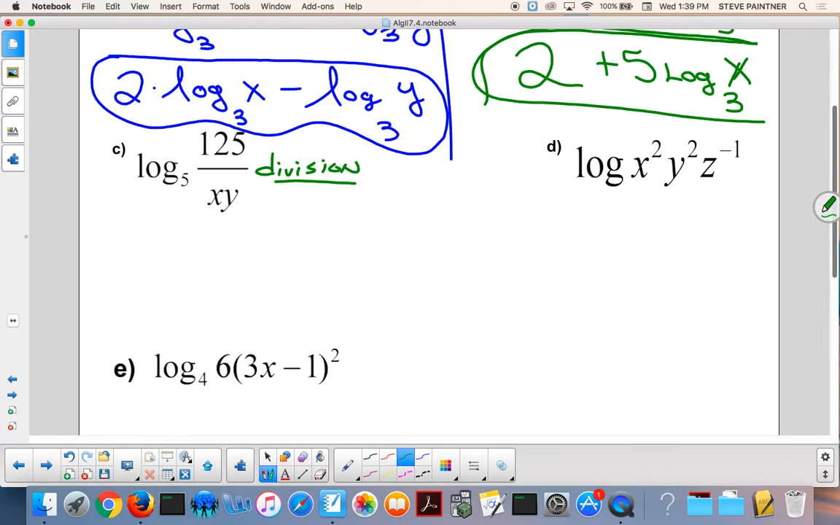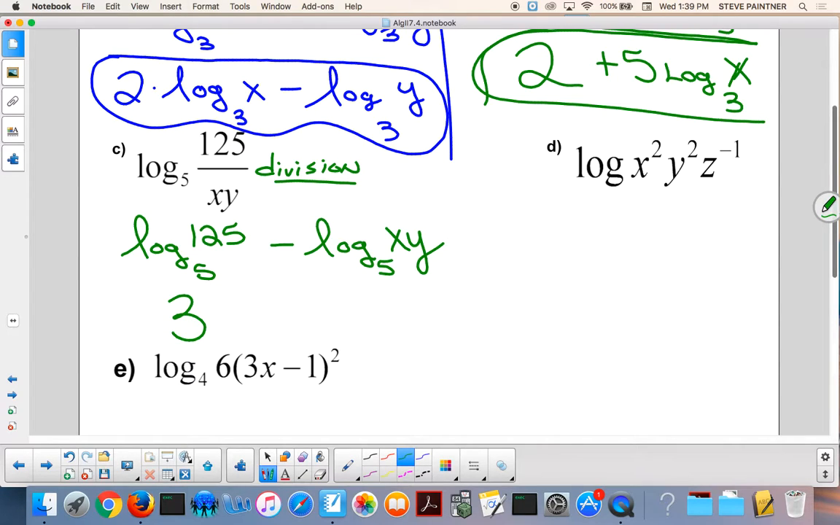Division, what are you gonna do? Subtract. Log minus log, right? First number is 125 base 5. Second number is? Second number? XY. Okay, right? Base 5. Log of 125 base 5, you know the answer. What is it? 3. 3 minus, what about the next one?